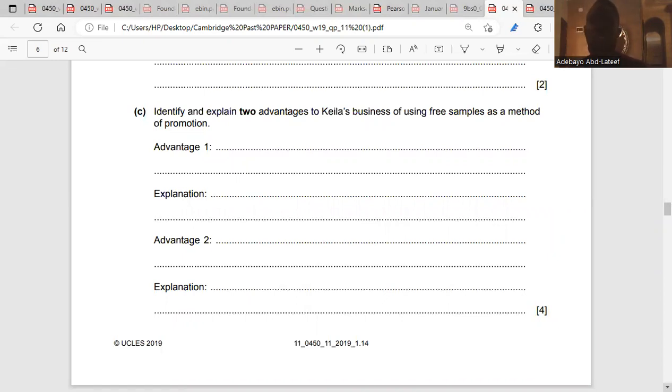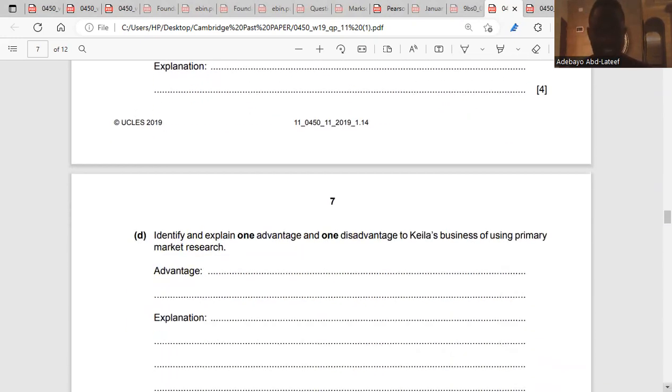Two, it could be used as feedback to improve the product itself. When you give a free sample out, you're going to get feedback from customers. It will be real. They will tell you the truth because it costs them nothing. So you can use that to get feedback and improve the product before you finally launch it. That's clear, right?